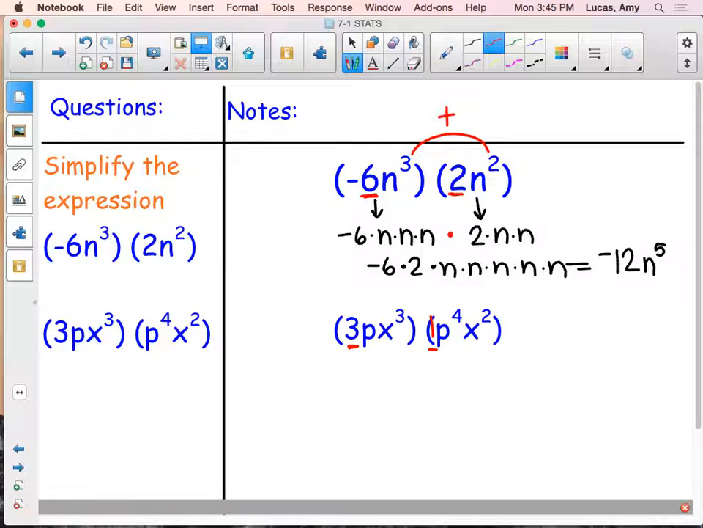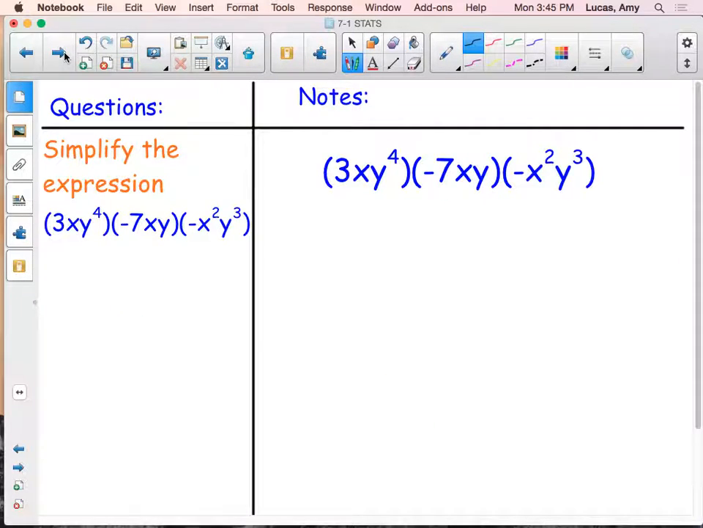3 times 1 is 3. And I can add my exponents. This p would have a 1 on it, and this p has a 4, so that would be p to the 5th power. And then my x's have a 3 and then a 2, so x to the 5th power. This one had 2 different variables, so I couldn't combine it all together. So if you have 2 different variables or 3 different variables, just be careful. Make sure that you are identifying the exponent on each one. And you might have to write a 1 in like this on the p where I wrote in the 1.